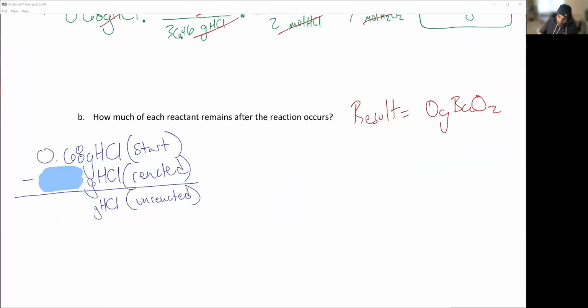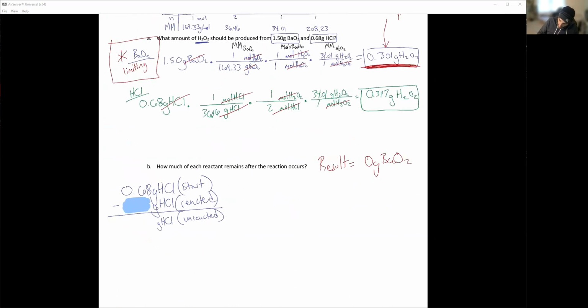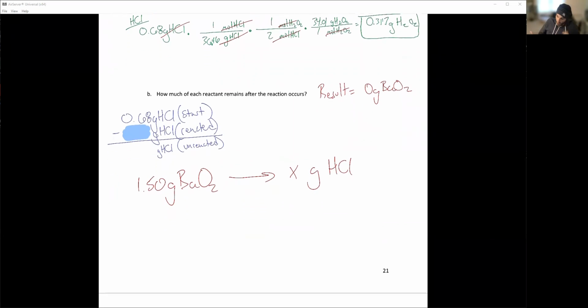Well, again, because barium peroxide is the limiting reagent, we are going to use that as our starting point. So I have 1.50 grams of barium peroxide, and I want to convert that into X number of grams of HCl. So we're going to figure out how many grams of HCl is actually needed by the barium peroxide. Again, because I can convert it to anything I want, if I start with 1.5 grams of barium peroxide and convert it to grams of HCl, I know how much I would have needed in order to react at all. So let's take a look.